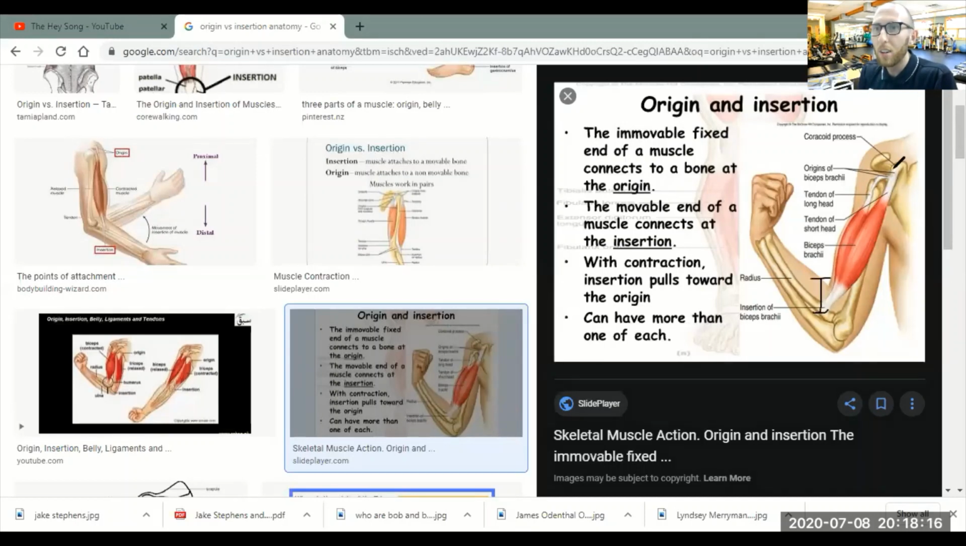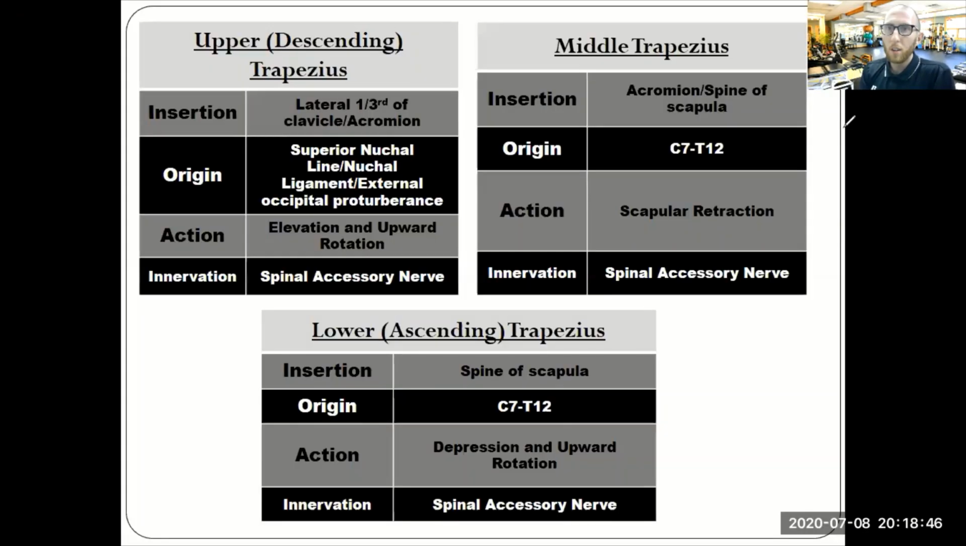So when you go to contract your biceps, what happens? Your arm comes up closer to your shoulder, right? Your shoulder doesn't go closer to your arm. Your arm bends up. So that's why this is the insertion and this is the origin. So back to the tables, but that's just a quick update.